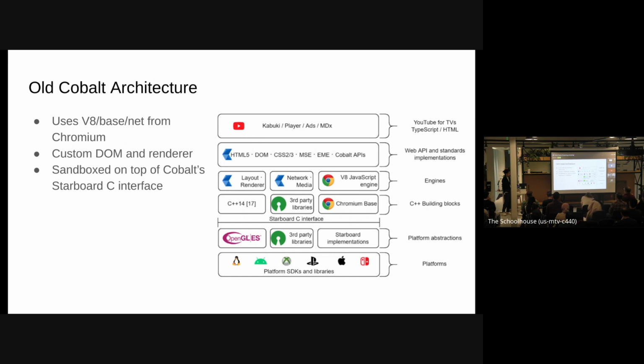And now we are ready to take a look at the architecture differences. You can see in the old app, we have our own layer of web implementations. Underneath it, we have our own custom renderer and a custom media player. And we borrowed a ton from Chromium. And all of that was implemented with our own platform abstraction C interface called Starboard.